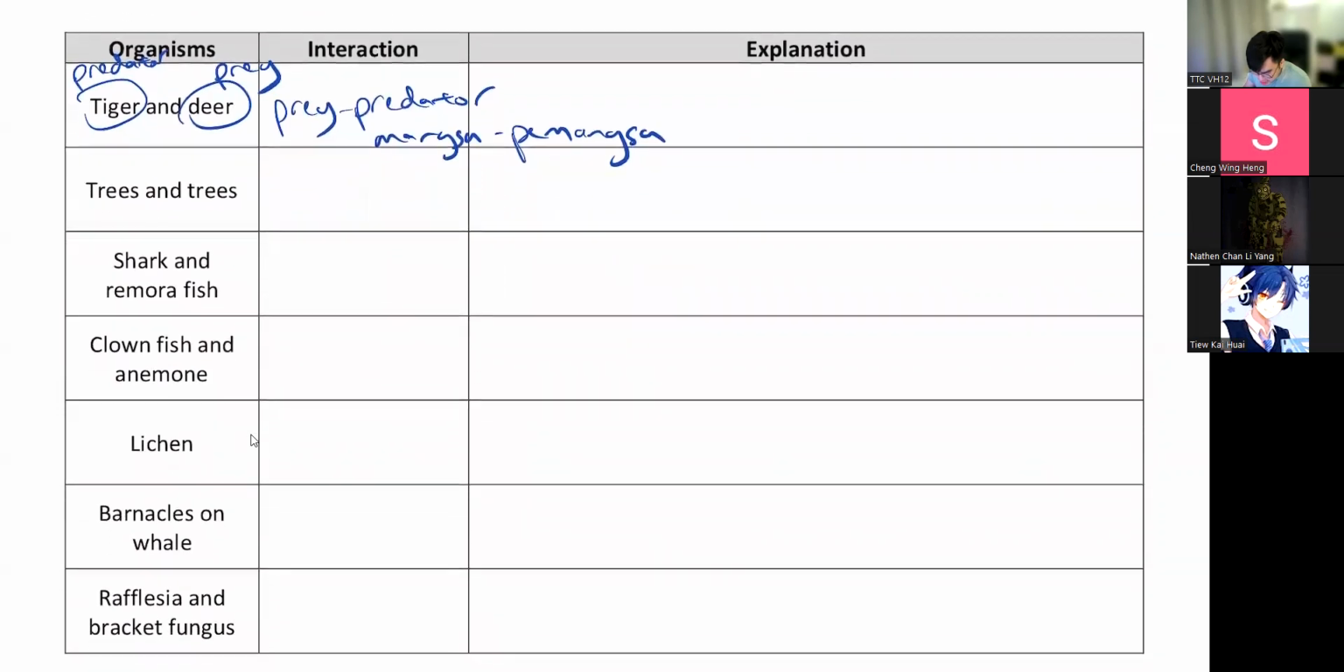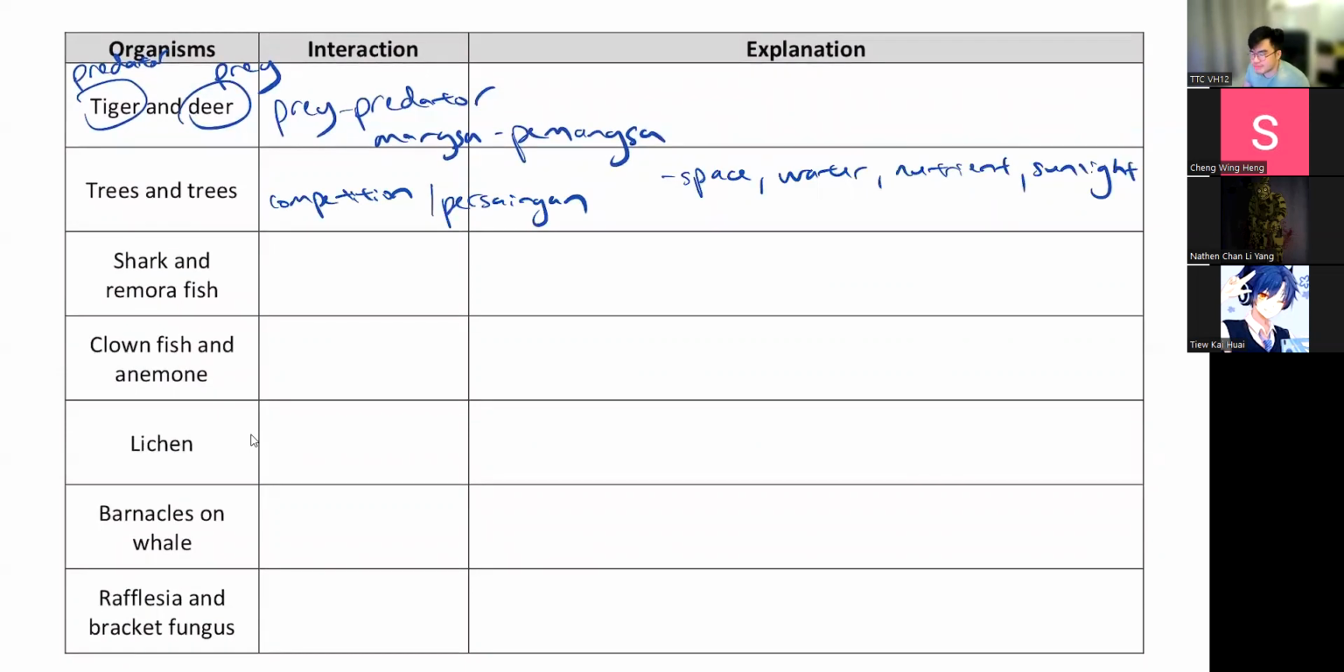Okay, so next, trees and trees. This would be your competition, persaingan. So what do they fight for? They fight for space, for water, for nutrient, for sunlight. They don't fight for mates. Only animals do. We fight for mates. Someone steal your girl, you punch the shit out of him.